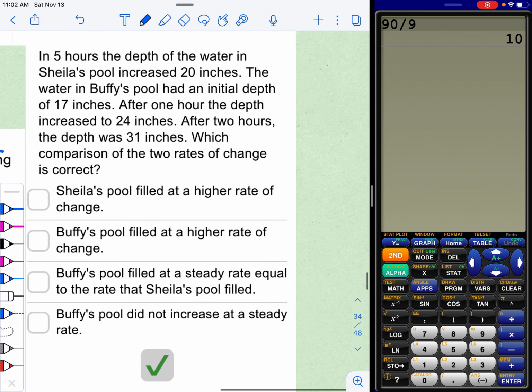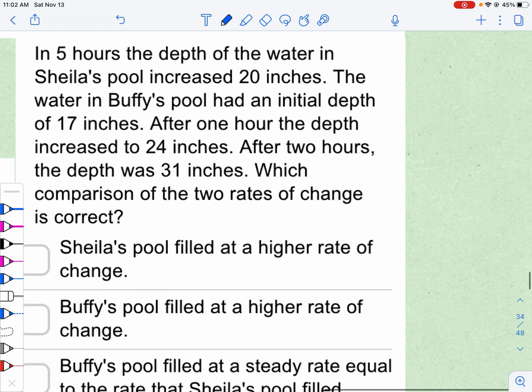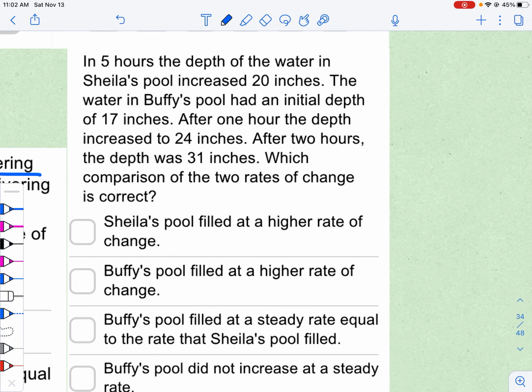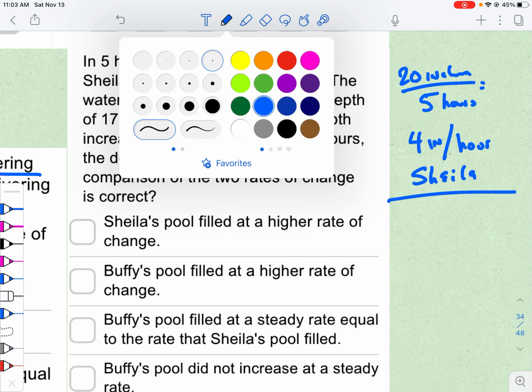And the last one. Here we go again. I'm going to get rid of the calculator so I have a little more space. In 5 hours, the depth of the water in Sheila's pool increased by 20 inches. Okay, so 20 inches in 5 hours. You can divide that and get 4 inches per hour. All right, that's Sheila. Let's make a note of that. Buffy, different person, so different color.